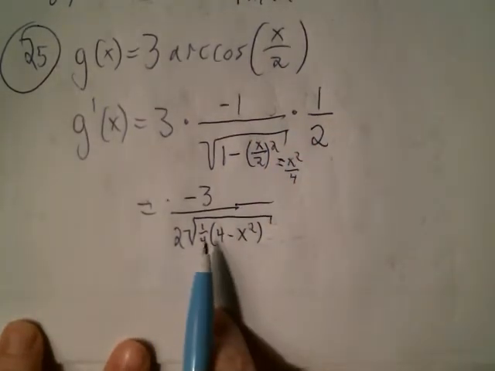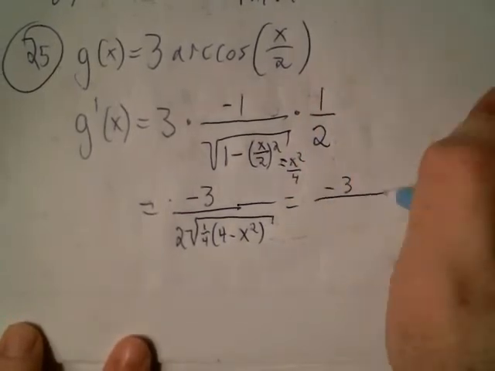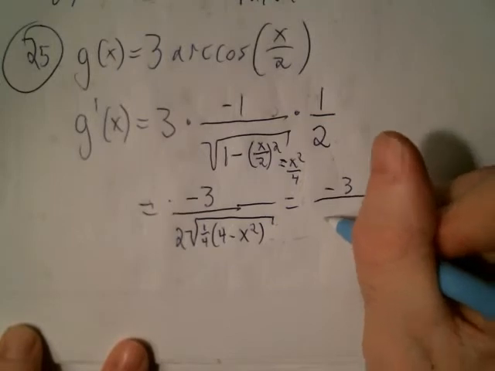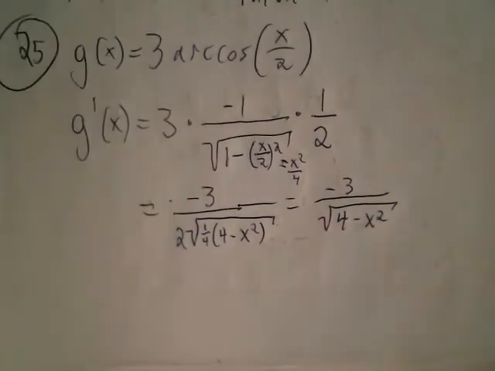And then I can take the square root of 1/4 and I get 1/2, so it'd be negative 3 all over 2 times 1/2, which is just 1. So at the end of the day, we get square root 4 minus x squared. Okay. Let's keep moving.